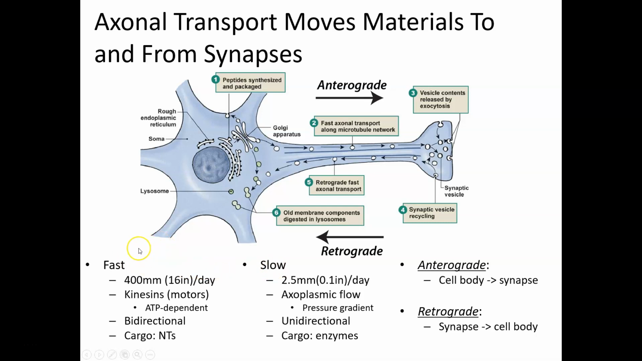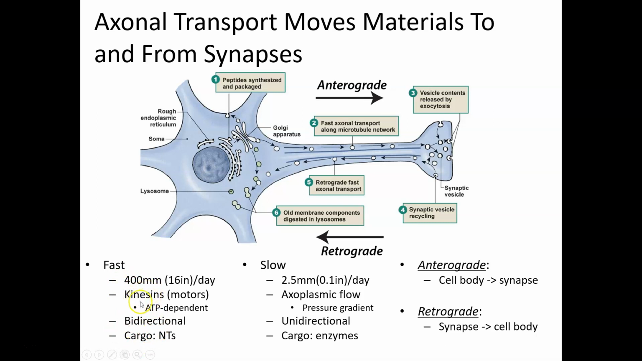There are two ways to move materials. One is called fast axonal transport. Fast is a relative term. In fast, the movement is about 400 millimeters a day, which, if you do the math, is about 16 inches a day. So it's not really very fast, but compared to the slow, it's significantly faster.